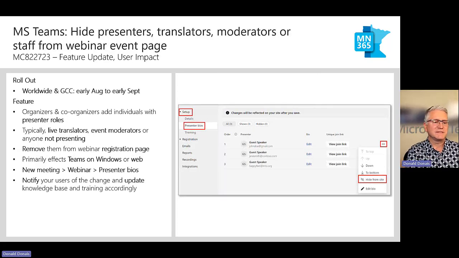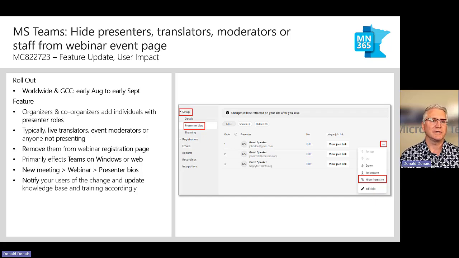Another one specifically around Teams is the ability to hide presenters, translators, and moderators. Specifically, this is for webinars. If you're not familiar with webinars, this is the ability to have a registration page so that somebody can register for an event and then get the meeting invite from there. On that registration page, you'll have those who are presenting. But as far as the roles inside that event, you may not want to give everybody organizer or co-organizer rights, and you just want to give them presenter rights, even though they're not presenting. Maybe they're moderating, or just doing some logistical things behind the scenes in the meeting.